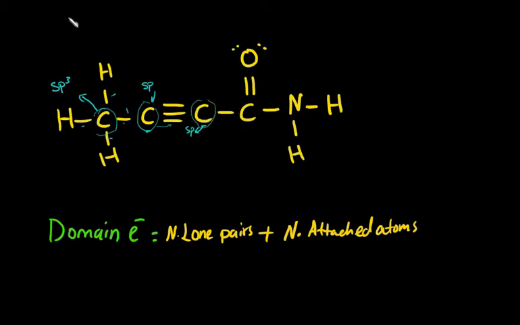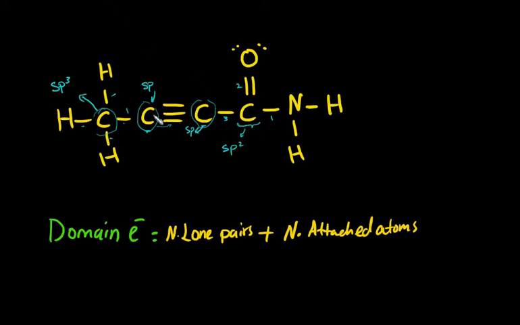Let's just see in this carbon how many attached atoms do we have here. So this is one atom and this is another atom, this is third atom, and we don't have any lone pairs, so the hybridization here is sp2.